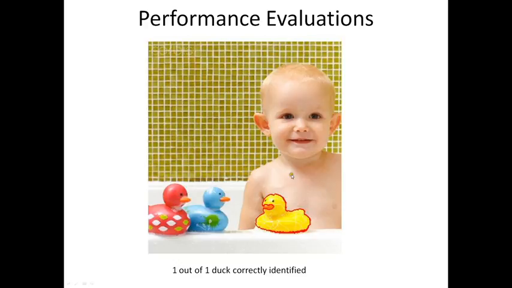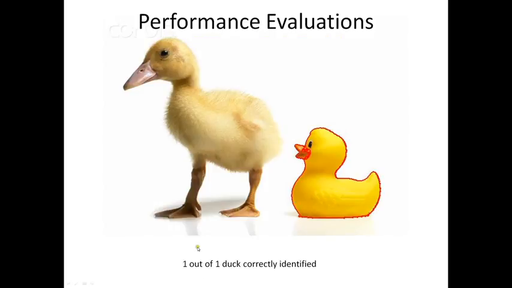But this algorithm does a good job at filtering out the yellow noise in the background of this picture and identifying this rubber duck here. In this image, we have a real duck and a rubber duck. Once again, the rubber duck is correctly identified and the real duck is correctly ignored.